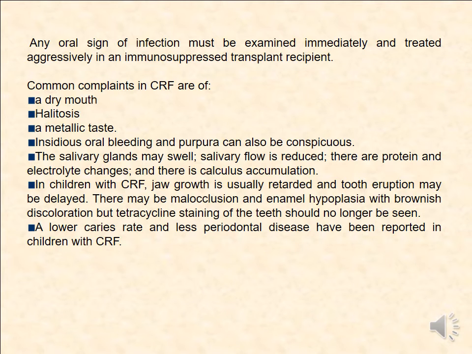In children with chronic renal failure, jaw growth is usually retarded and tooth eruption may be delayed. There may be malocclusion and enamel hypoplasia with prominent discoloration, but tetracycline staining of the teeth should no longer be seen. Lower caries rate and less periodontal disease have been reported in children with chronic renal failure.